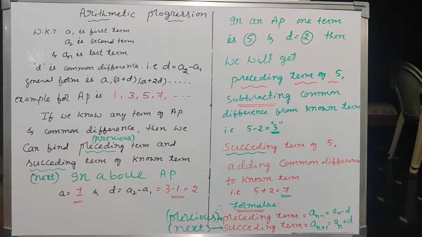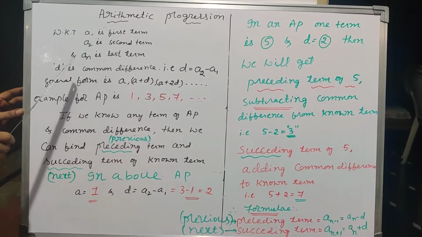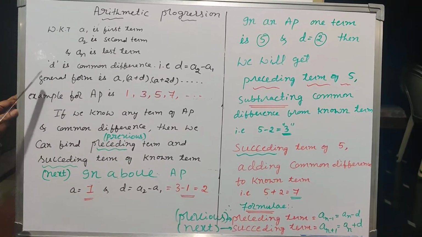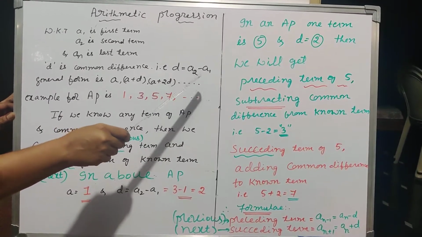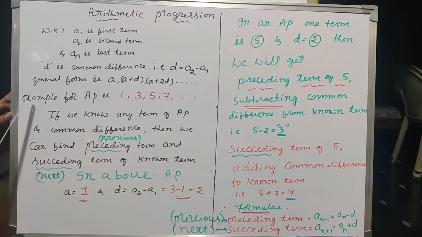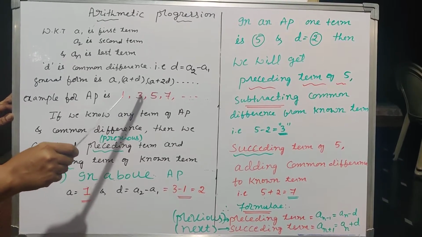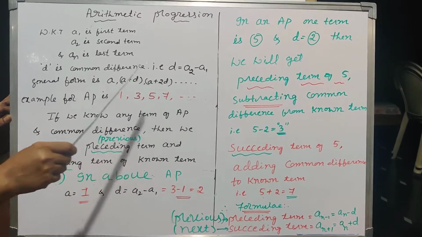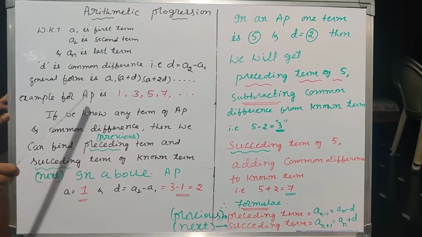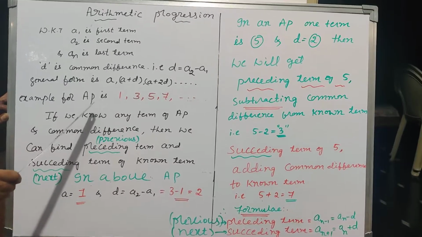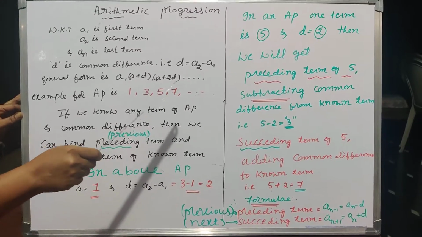We know that in the last class, A1 is the first term, A2 is the second term and AN is the last term. And D is the common difference, that is D is equal to A2 minus A1. The general form of AP is A, comma, A plus D, comma, A plus 2D, etc. I gave examples in the last class; I am taking only one example here. See the example for AP: 1, 3, 5, 7, etc.